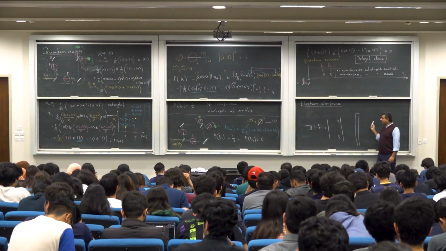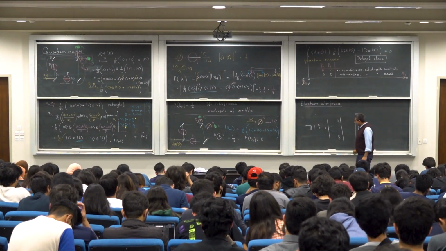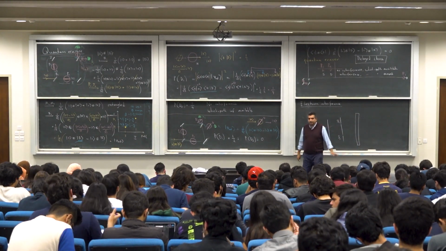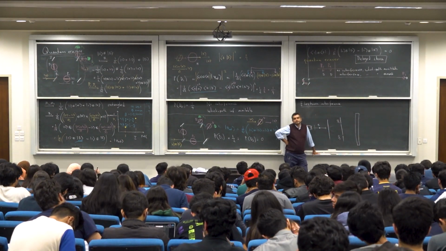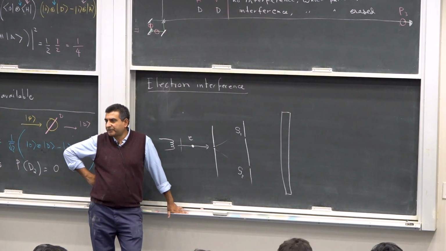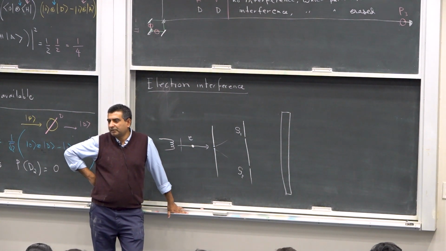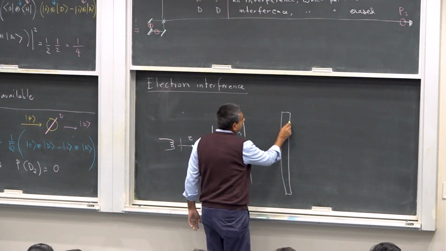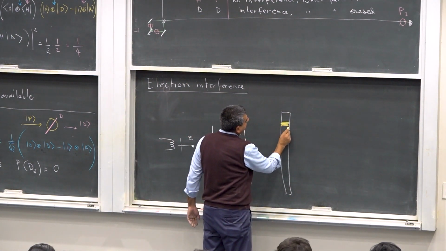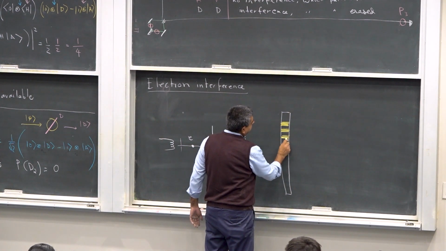Now when you have this stream of electrons coming in, what kind of pattern would you see on the screen? You see interference fringes, which means that electrons behave like waves. Okay, so you see fringes, bright, dark, regions.